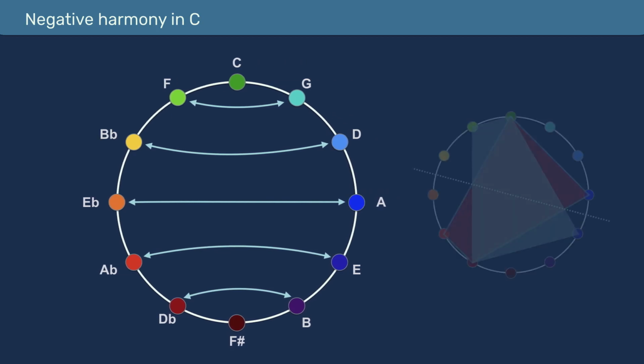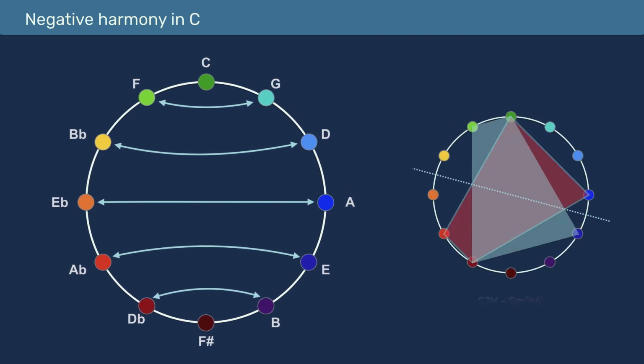Now let's take a look at 4-note chords. Chords that have a symmetric structure don't relate as the diagram shows. C major 7th, for instance, inverts onto A flat major 7th.